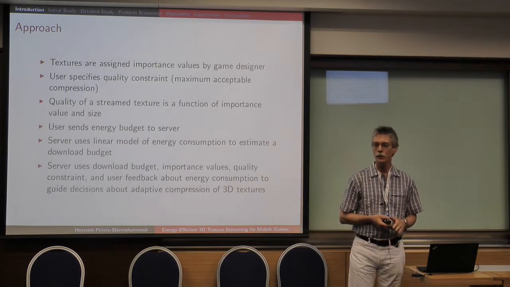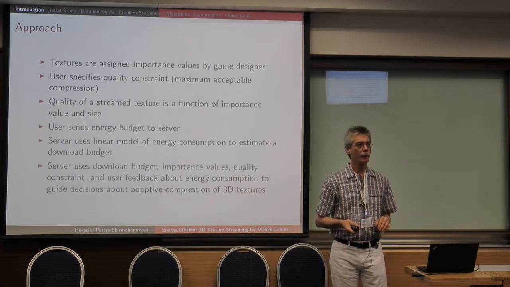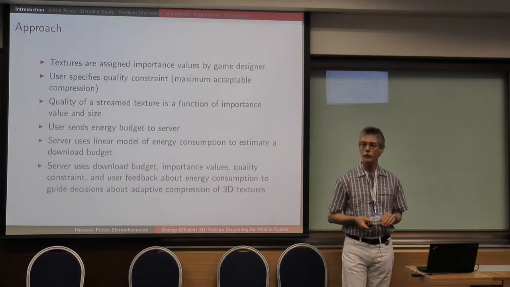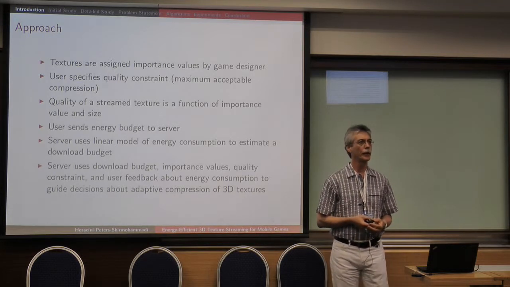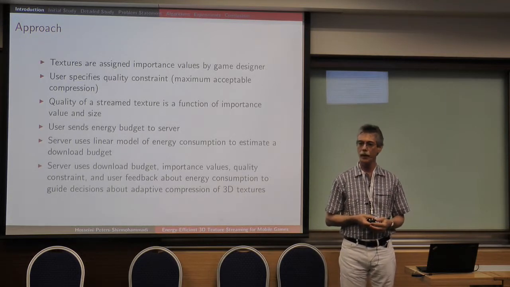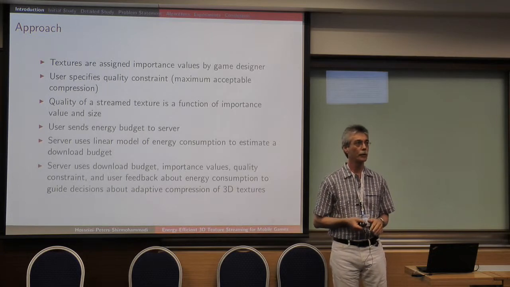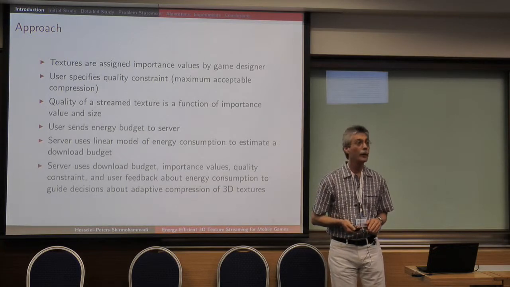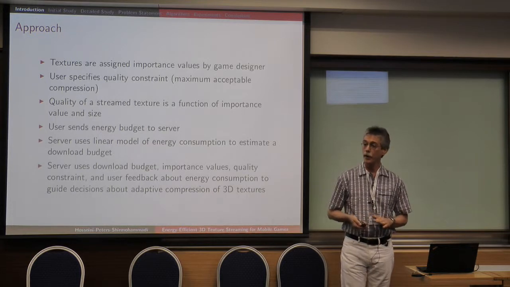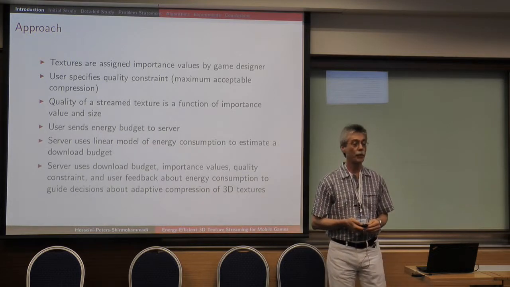And so then the server uses the download budget, the importance values, the quality constraint, and also we're going to use user feedback about the actual energy consumption to guide decisions about how to adaptively compress the textures as you're downloading.